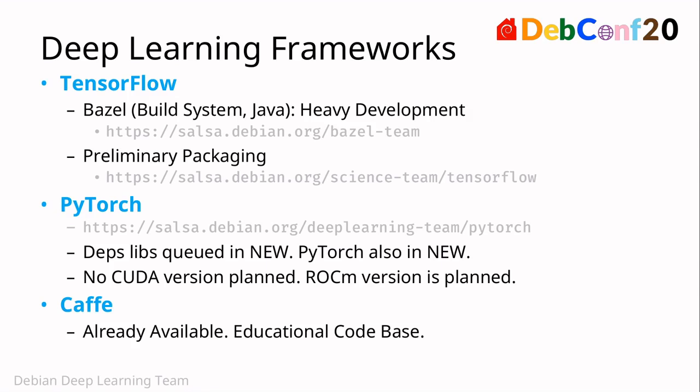In the Debian archive, there are also some other deep learning frameworks such as Caffe, but nowadays I personally regard Caffe as an educational code base. Apart from this, we also have some plans for other deep learning frameworks such as MXNet. If you are interested in this, you can browse the Salsa page of the Debian Deep Learning team.